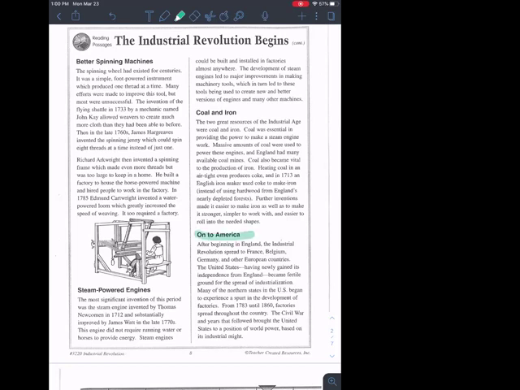On to America. After beginning in England, the Industrial Revolution spread to France, Belgium, Germany, and other European countries. The United States, having newly gained its independence from England, became fertile ground for the spread of industrialization. Many of the northern states in the U.S. began to experience a spurt in the development of factories. From 1783 until 1860, factories spread throughout the country. The Civil War and years that followed brought the United States to a position of world power based on industrial might.